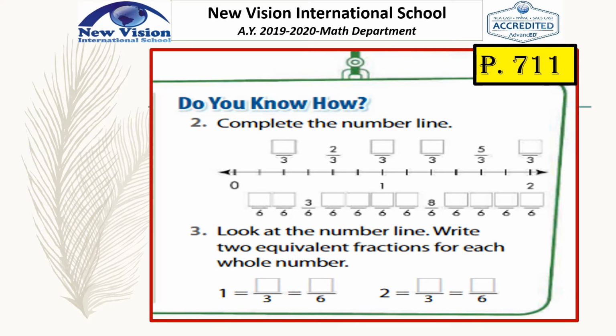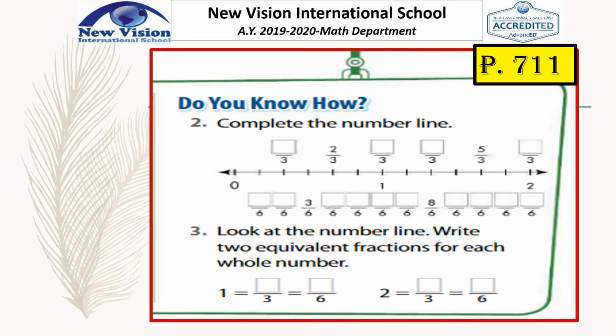Okay, I think you're already done. Now let's try to answer it together. As you can see, on the upper part of the number line, we have there the denominator 3. Okay, so what should be the first number?